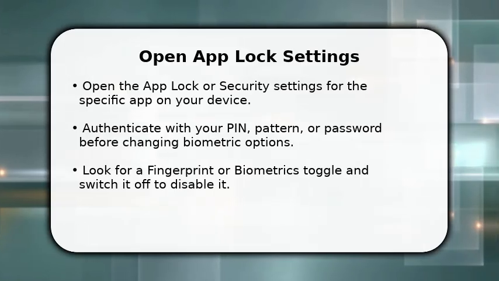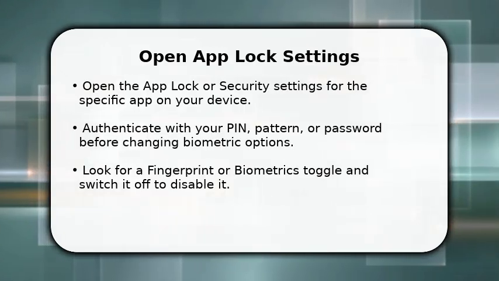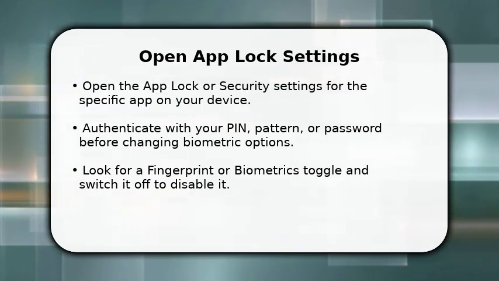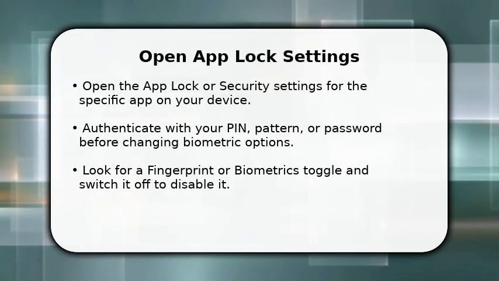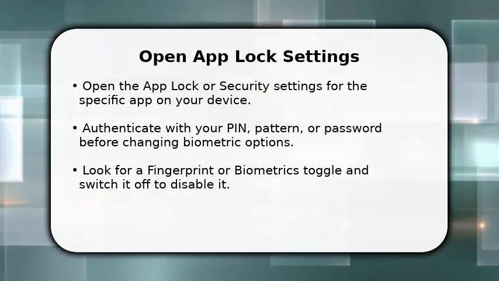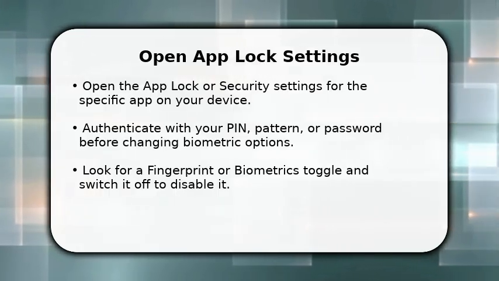Open the app lock or security settings for the specific app on your device. Navigate directly to the app entry in Settings, or open the app and tap its lock icon. Authenticate with your PIN, pattern, or password before changing biometric options. After authentication, locate the fingerprint or biometrics toggle in the app settings.